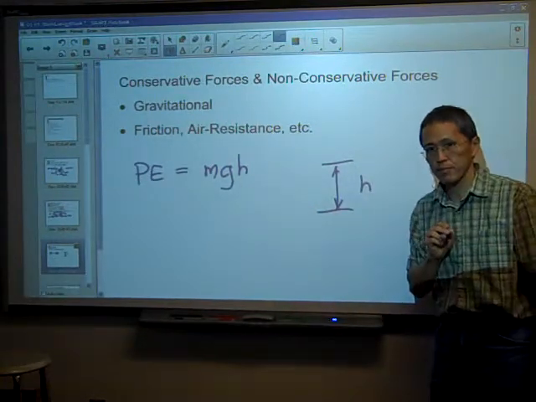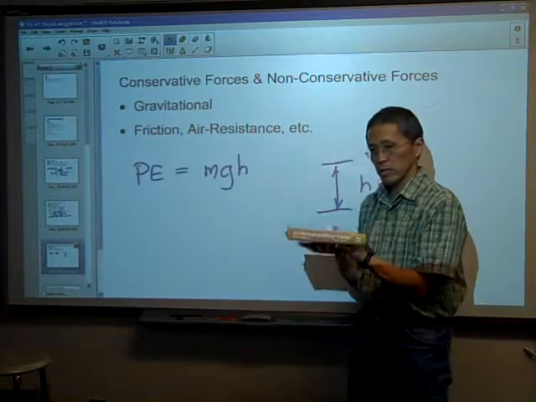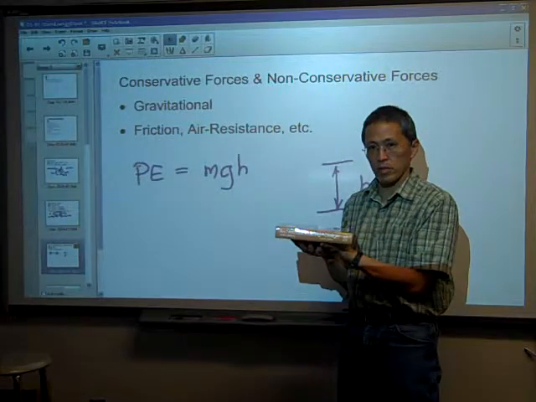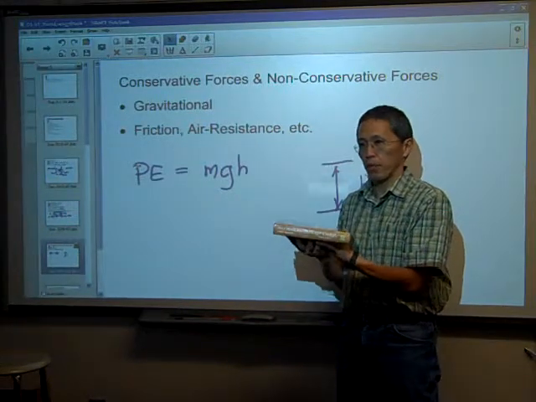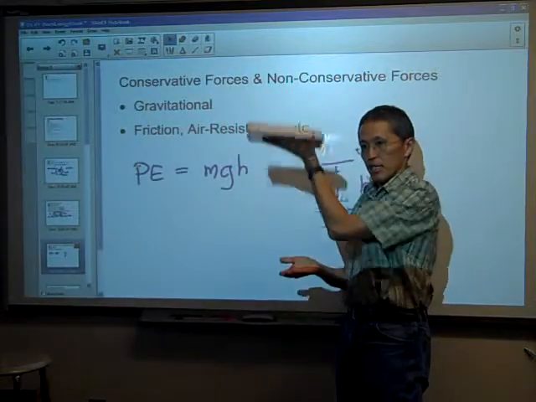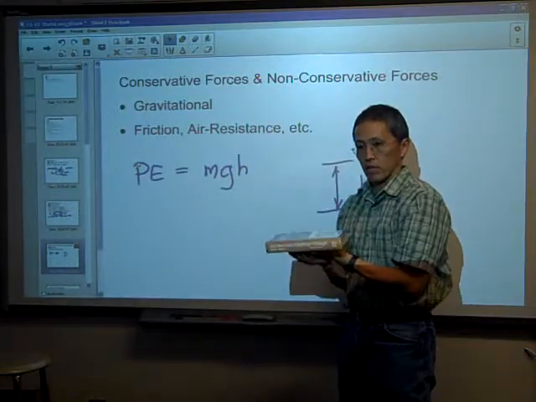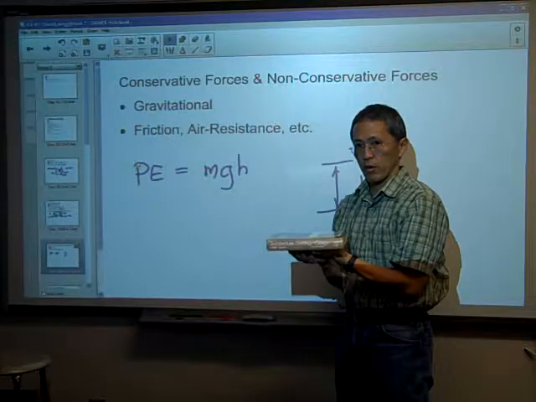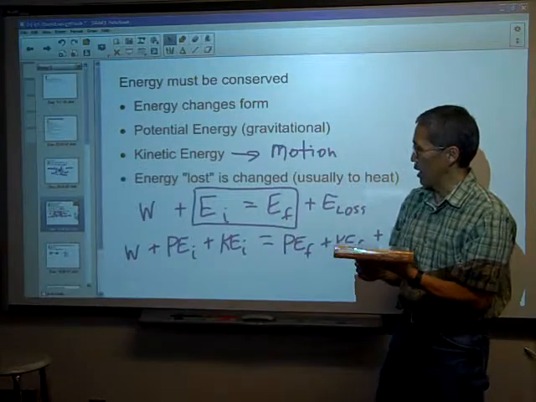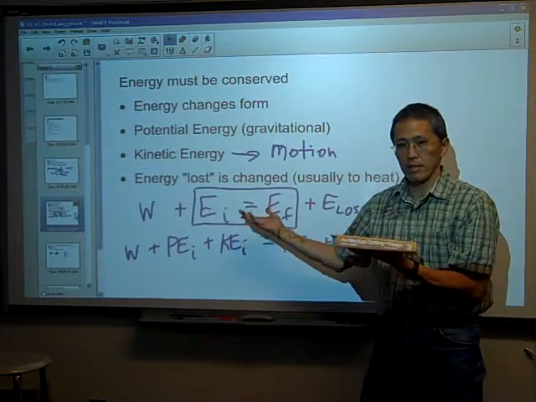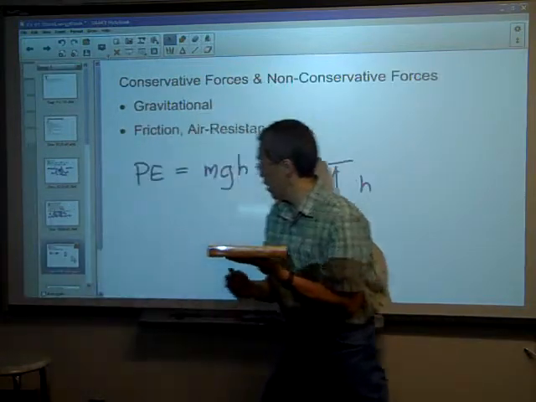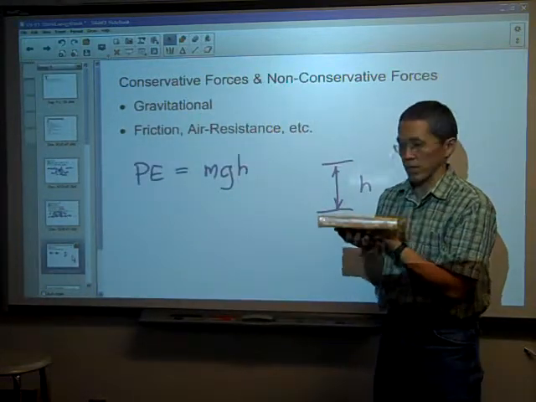mgh. Okay, so if I have this book, and I could tell you what its mass was, or I could tell you its weight was, I multiply that weight times the height I change it, and that difference in height is my gravitational potential energy change. Most of the time when we talk about this equation, we talk about change in energy, but we'll talk about that later. Okay? So mgh is our potential energy.